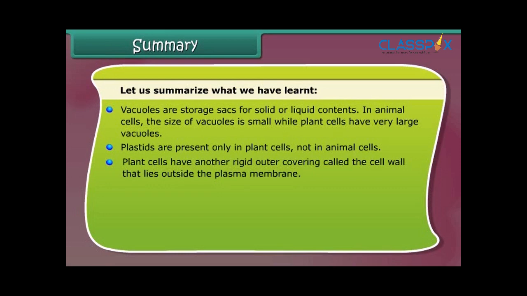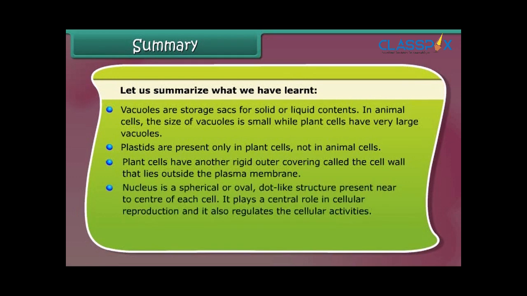The plant cell wall is mainly composed of cellulose and provides strength to the cell. Nucleus is a spherical or oval, dot-like structure present near to the center of each cell. It plays a central role in cellular reproduction, and it also regulates the cellular activities.